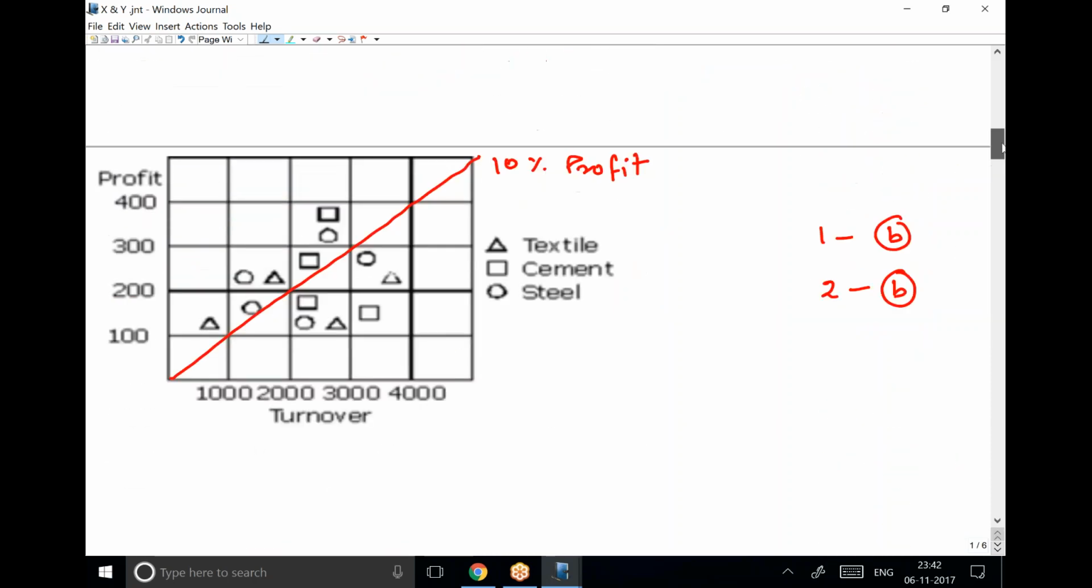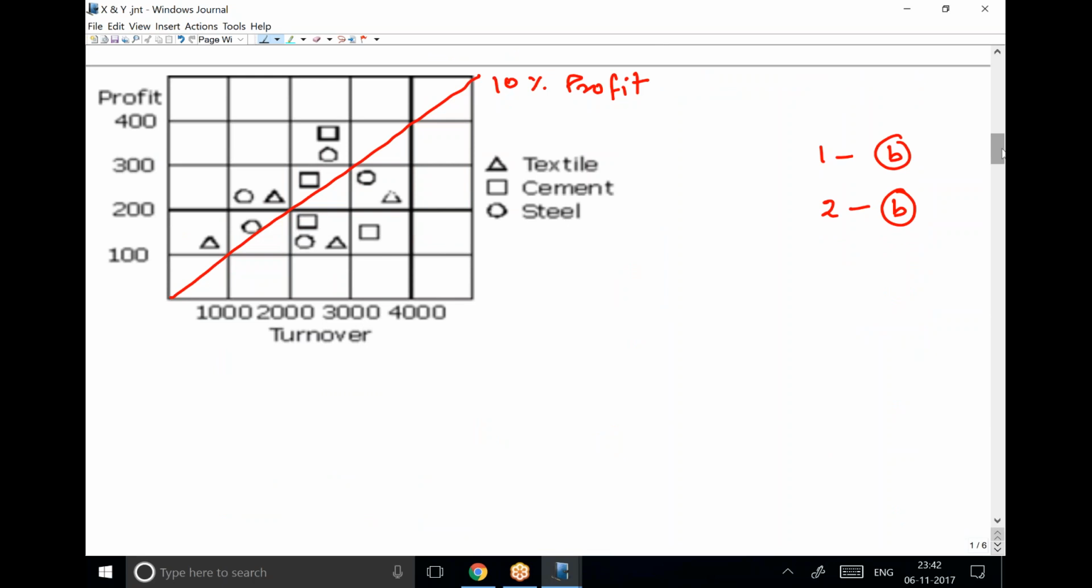So look at the same question, this again you can see. If you draw this line, we know this line is representing 100 divided by 1000, 200 divided by 2000, 300 divided by 3000, 400 divided by 4000, which is given to us as 10% profit. So if you see the first question, you will get to know immediately exceed 10% turnover, which comes out to be answer option B for Bangalore.